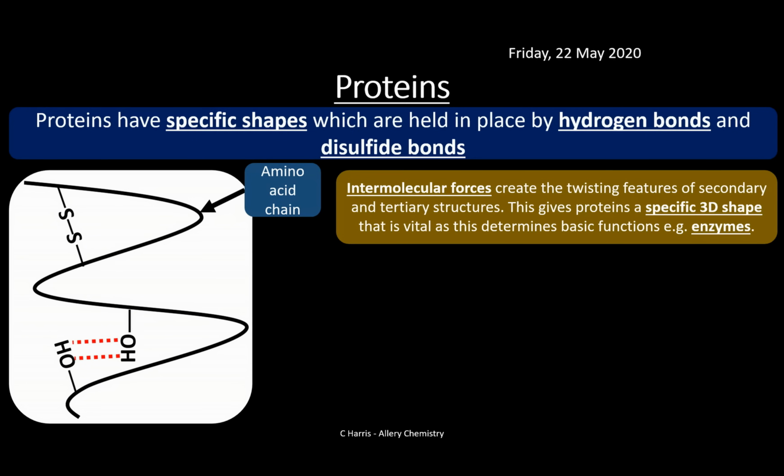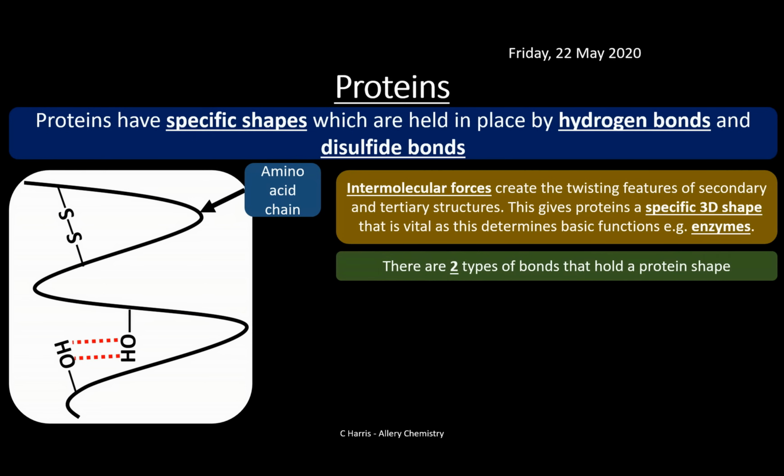Okay, and so they have this fixed 3D shape, which is essential for enzymes, which we're going to look at later. Enzymes obviously allow our body to undergo chemical reactions. Okay, so we wouldn't be alive if we didn't have enzymes, basically. For example, breaking down food is a classic example.